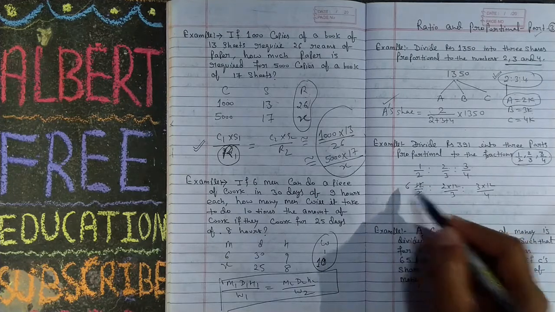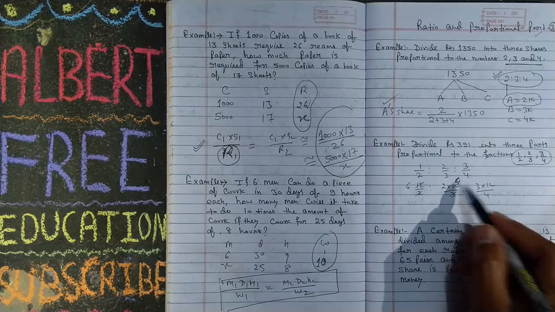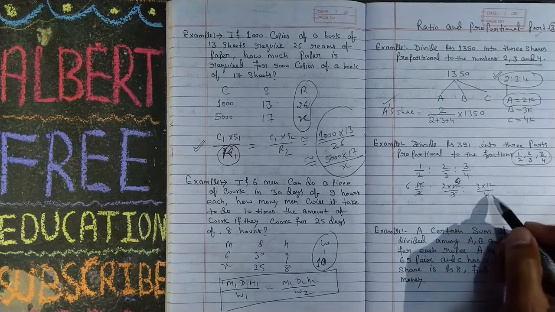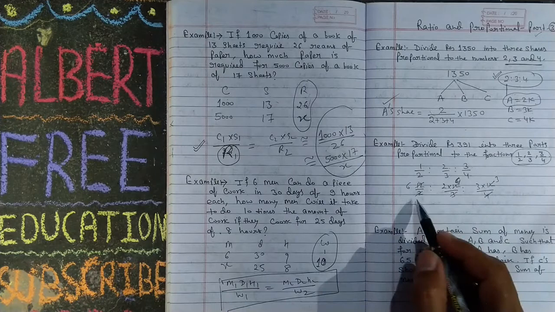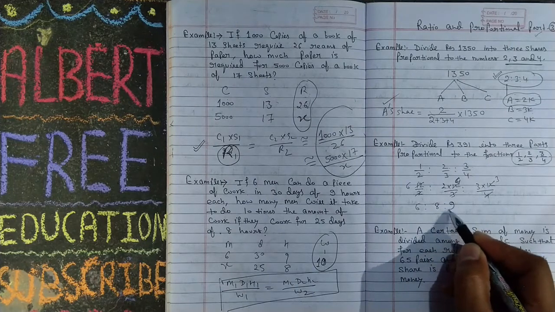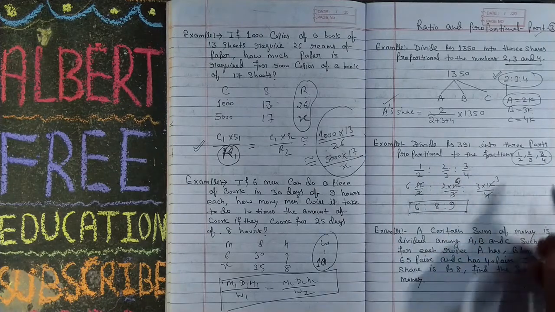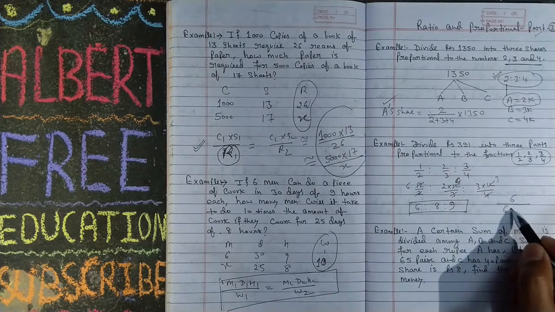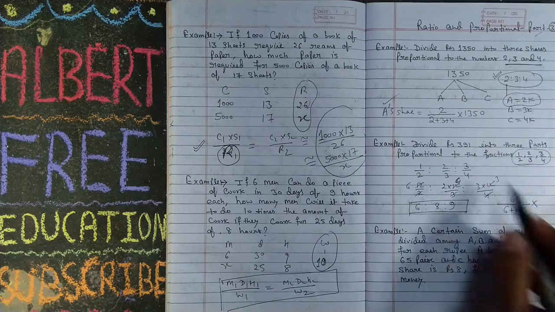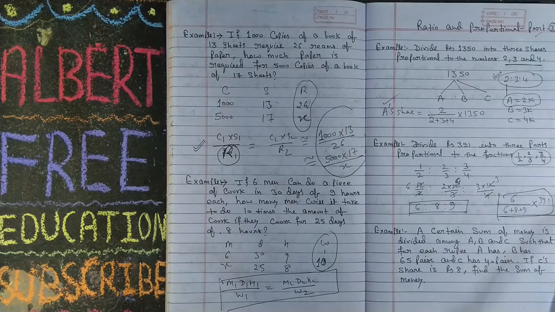2 sixes are 12, 3 fours are 12 and 4 threes are 12. So the ratio is 6, 8, 9. Now to find the share of A, it is 6 upon 6 plus 8 plus 9 into the value 391. That is the share of A. Similarly, you can find the share of B and the share of C.